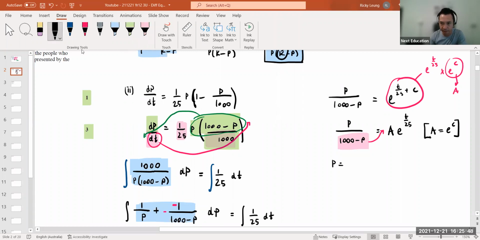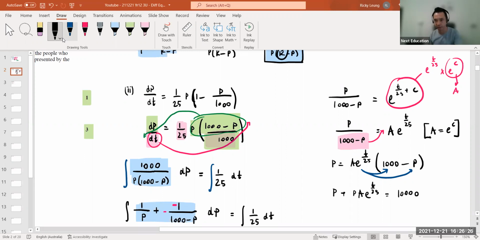You get P equals A e to the t on 25 times 1,000 minus P. Now, obviously, then I'm going to use rainbows to expand this, or just expand. Some teachers say that. Can you picture this in your head? So I'm going to expand. There's going to be a term with P, and then I'm going to throw it over the fence and combine it. So hopefully, can I do two steps in one? So I get P, and then when I expand it, the second term is going to have a P in there. I'm going to plus it over. P plus P A e to the t on 25 equals 1,000 A e to the t on 25.